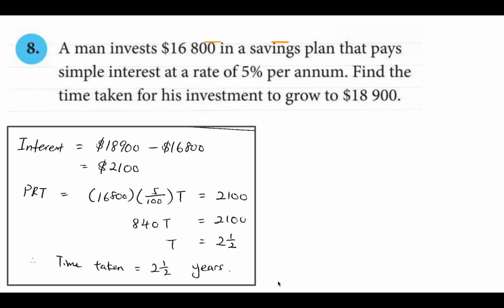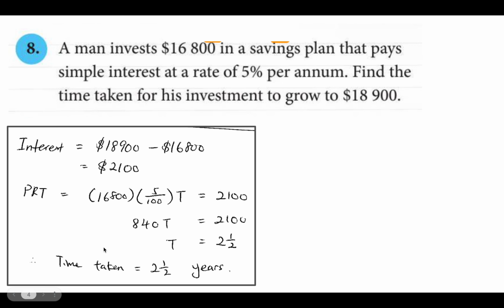Okay, question 8. A man invests 16,800 in a savings plan that pays simple interest at a rate of 5% per annum. Find the time taken for his investment to grow to 18,900. So first of all, we need to find the interest. The interest is the final amount subtract the original investment. So that gives us 2,100. Using the formula, the interest equals the principal amount multiplied by the rate multiplied by the time. We have 16,800 times 5 over 100, which is 5%, times time, which is the number of years we need to find, equals the interest.